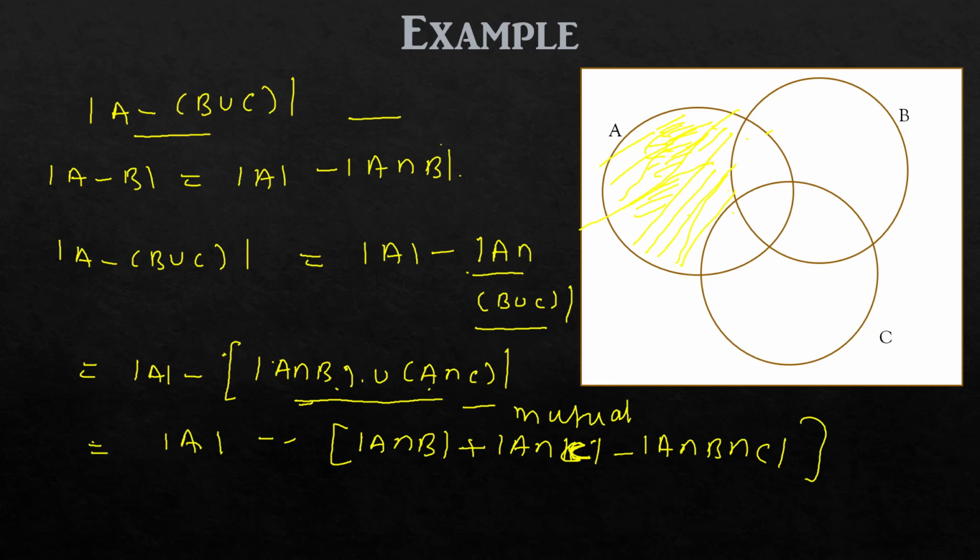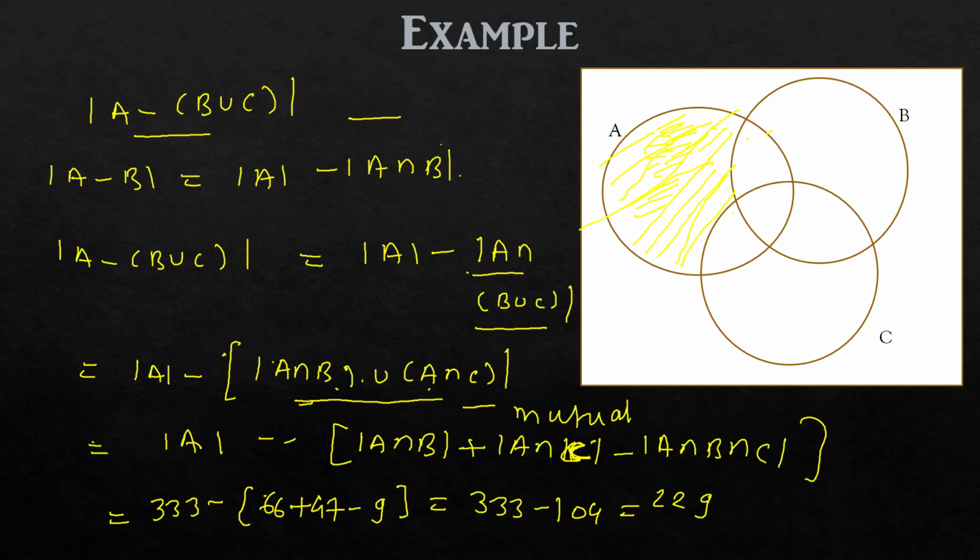Now put all the values. First one, number of A is equal to what? Number of A is equal to 333. Then minus, within the bracket, calculate all these values. The first one is A intersection B is equal to 66, plus A intersection C is equal to 47, and then minus 9. So we get here 333 minus 104. After calculation we get the total number equal to 229. So 229 is nothing but the number of integers from 1 to 1000 that are not divisible by 5 and 7 but divisible by 3.